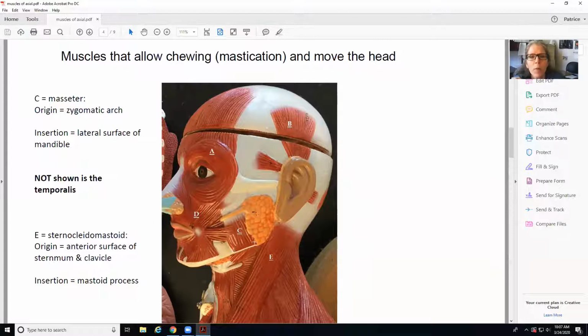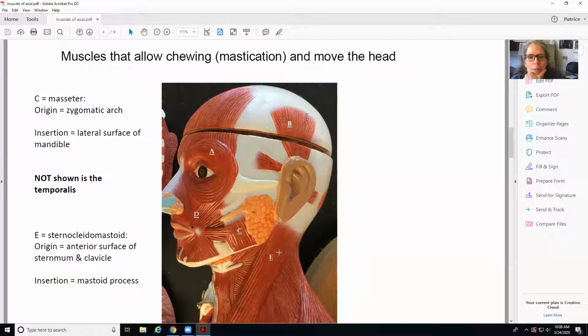You can see where it's inserting, because this is a chewing muscle, and it's inserting down here on the lateral border of the mandible. The masseter has its actual origin up here along the zygomatic arch, and so when the insertion moves towards the origin, you elevate the mandible.